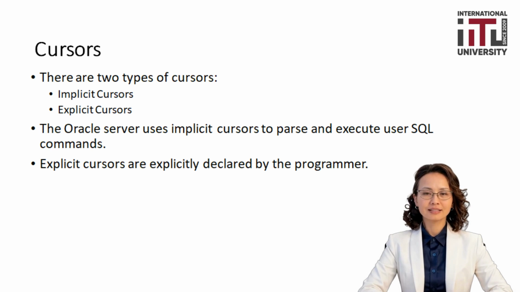On the other hand, explicit cursors are defined and controlled by the programmer. They are used when a query returns multiple rows and you need more control over how each row is processed. By declaring explicit cursors, you can open, fetch, and close them manually, giving you greater flexibility when working with data.